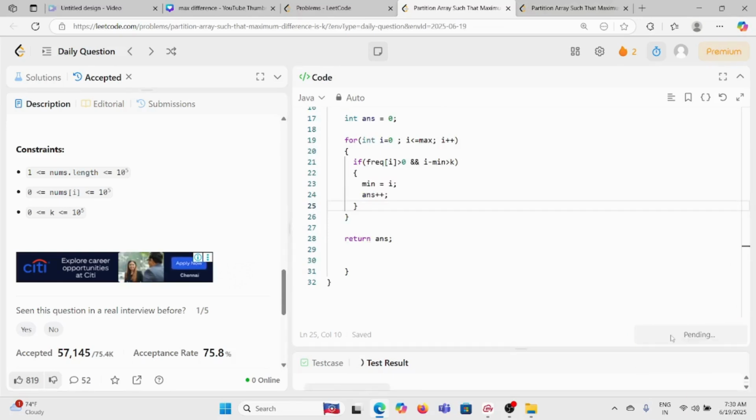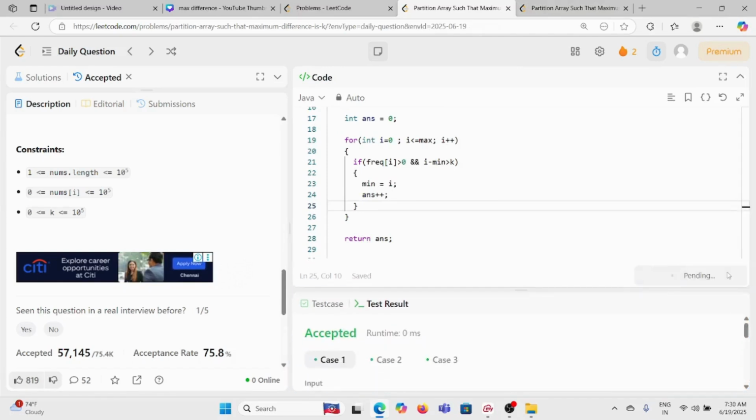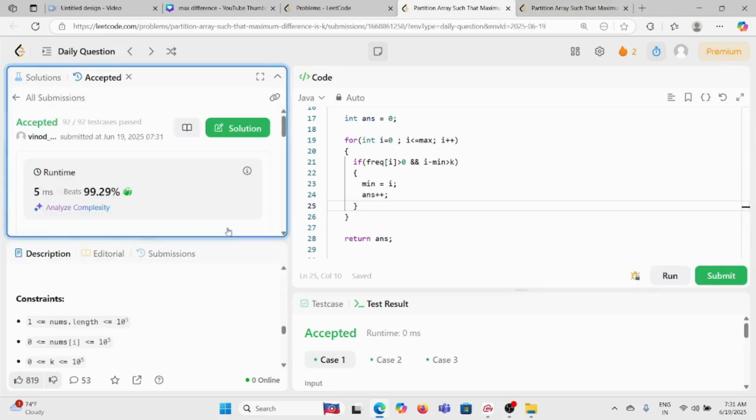So let me execute this code, which I have already executed, but for the sake of the video I am doing it again, and let me try to submit it. So yeah, I am submitting it, and let's see. Yeah, so it is 99.29% faster.